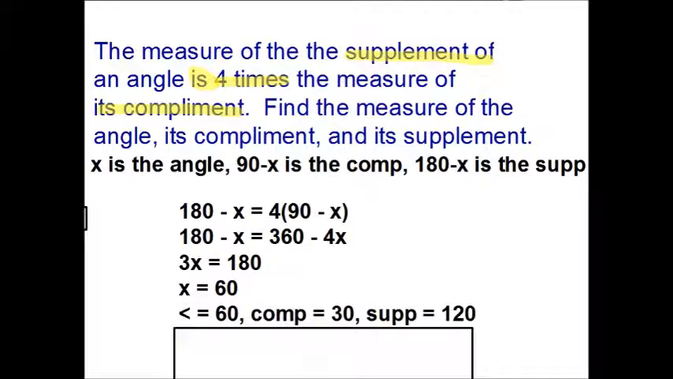So the measure of our angle is 60, because x is always our angle. 90 minus 60 is 30 for our complement. And again, back to x for our angle, the supplement of a 60-degree angle is going to be 120.